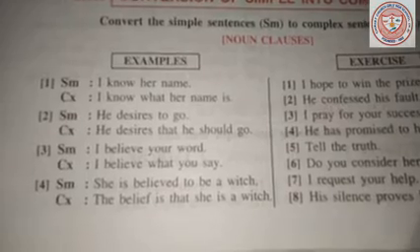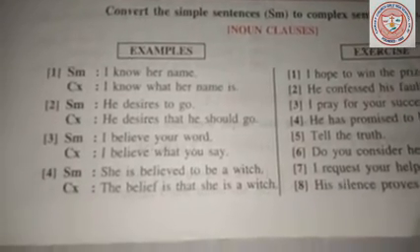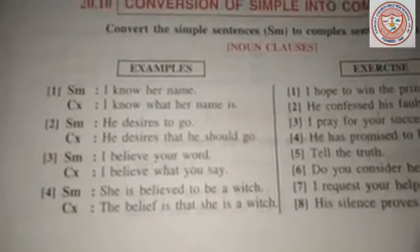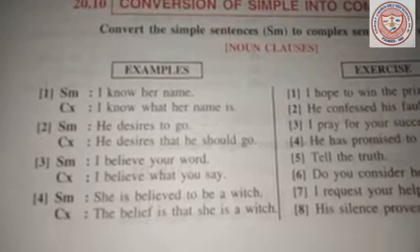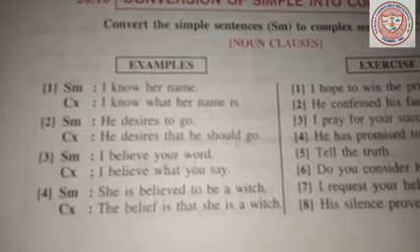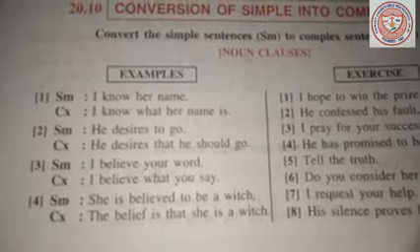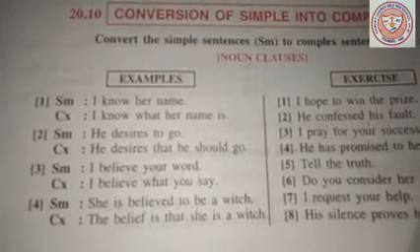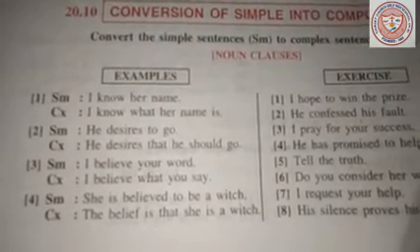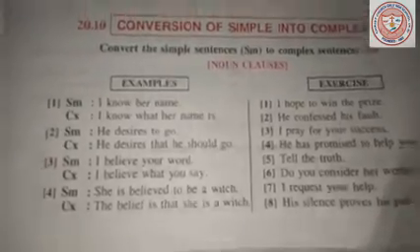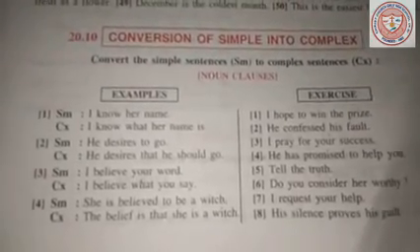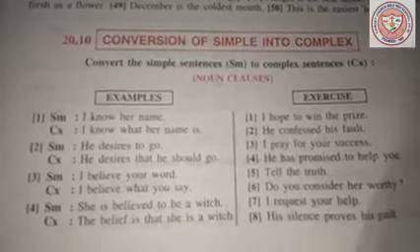Number 4. She is believed to be a witch. This is a simple sentence. We can transform this into its complex form as this. The belief is that she is a witch. The belief is that. What is the belief? That she is a witch. This is the use of a noun clause. In this way, we can transform a simple sentence to its complex form.